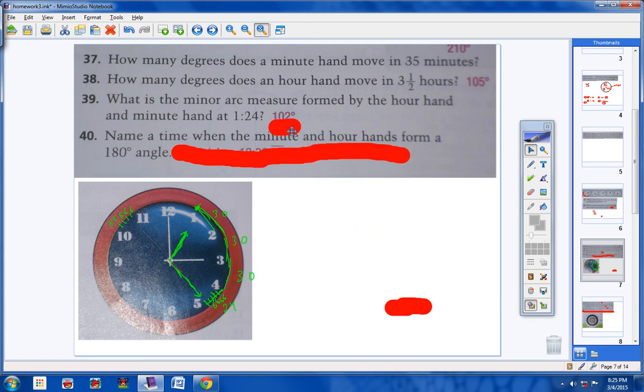So 30, 60, 90, where did I mess up? 30, 60, 90. Alright, let's see here.